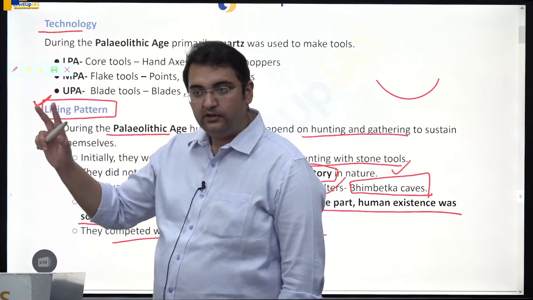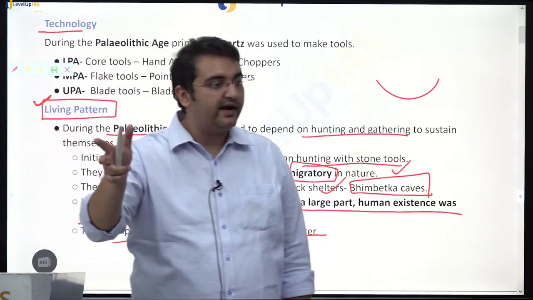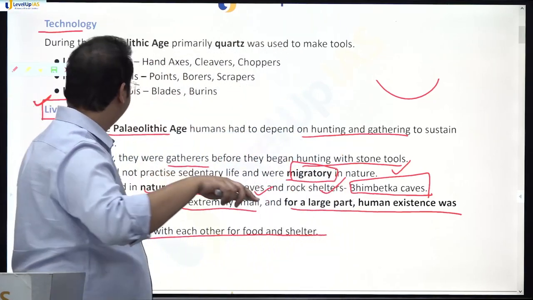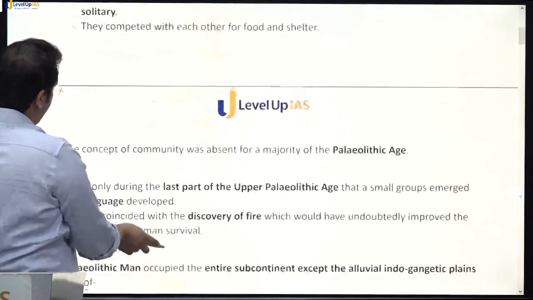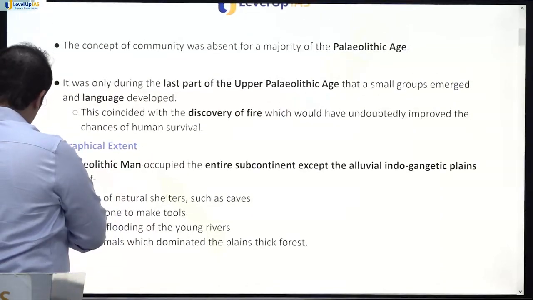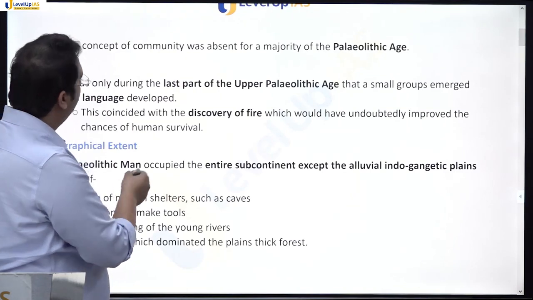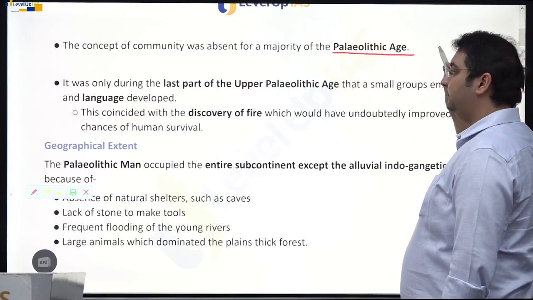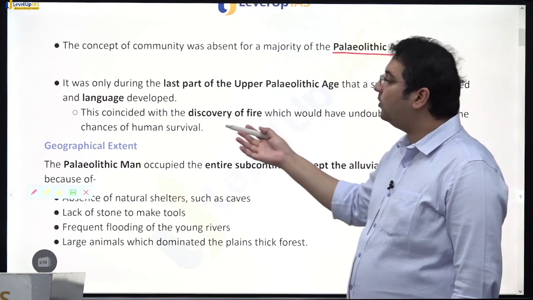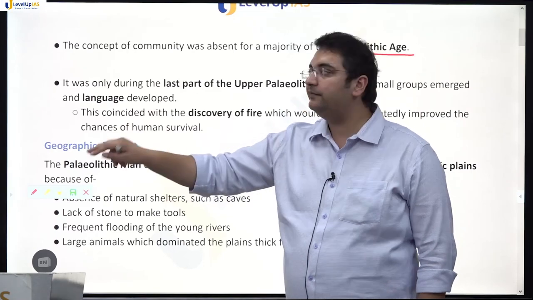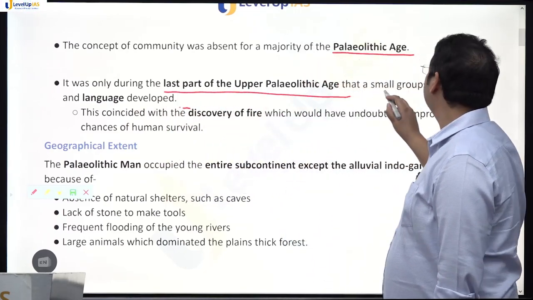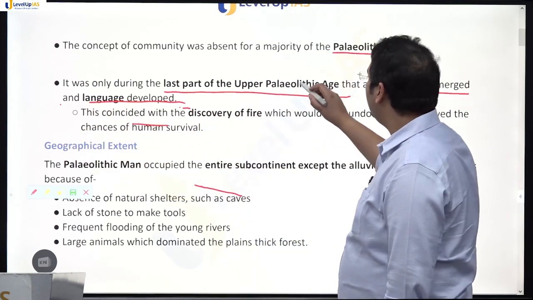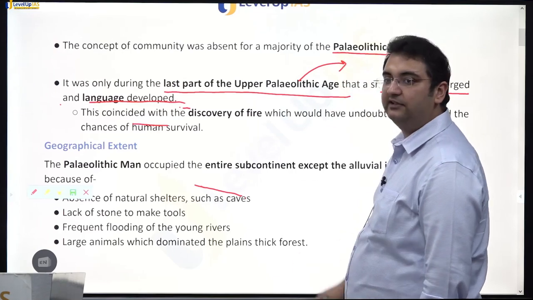Is this much clear? So I hope a picture is forming in your minds of what the actual nature of life was during this point of time. And because human existence was mostly solitary, the concept of community was absent for a majority of the Paleolithic age. And it was only during the very end of the Upper Paleolithic age that small groups started to emerge and language developed. So these are the very beginnings of a society.